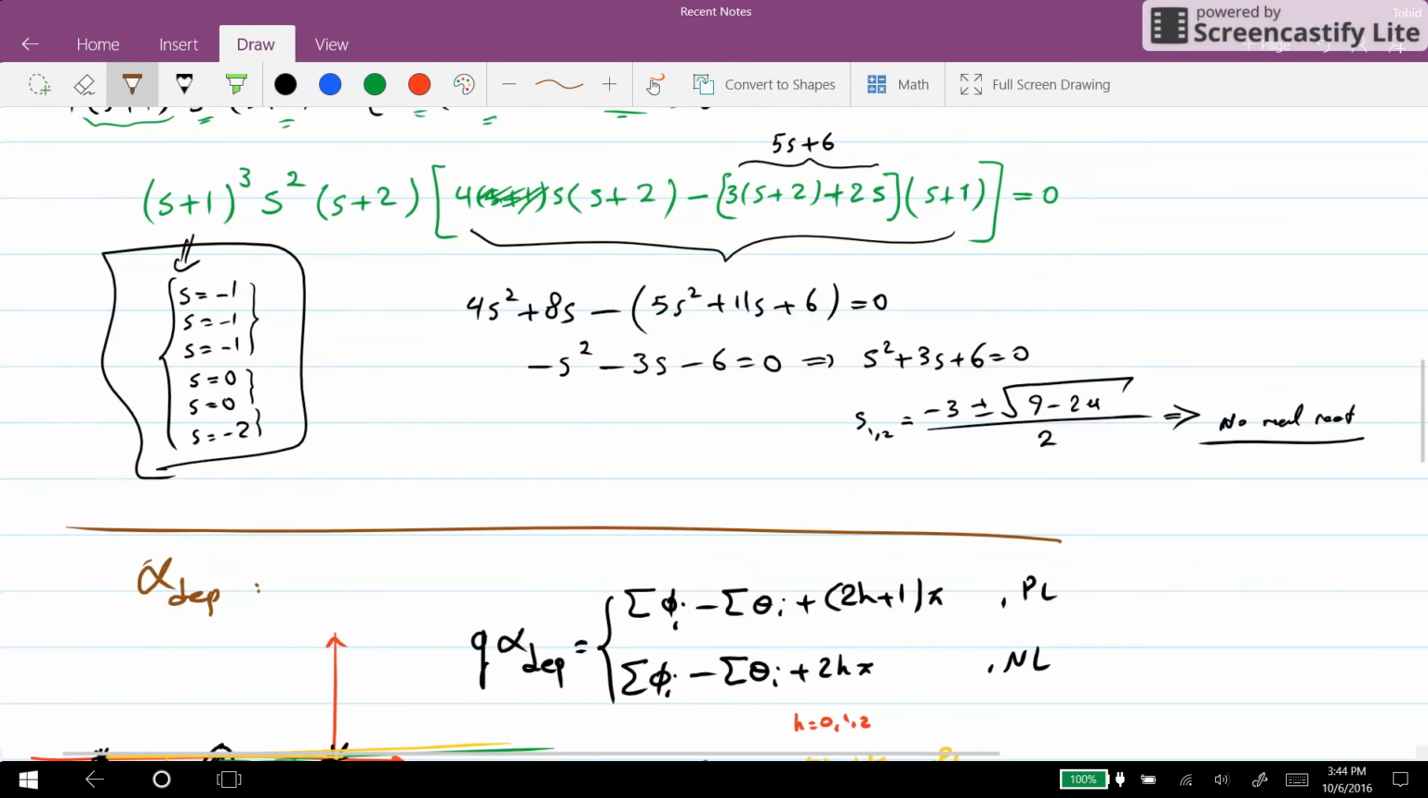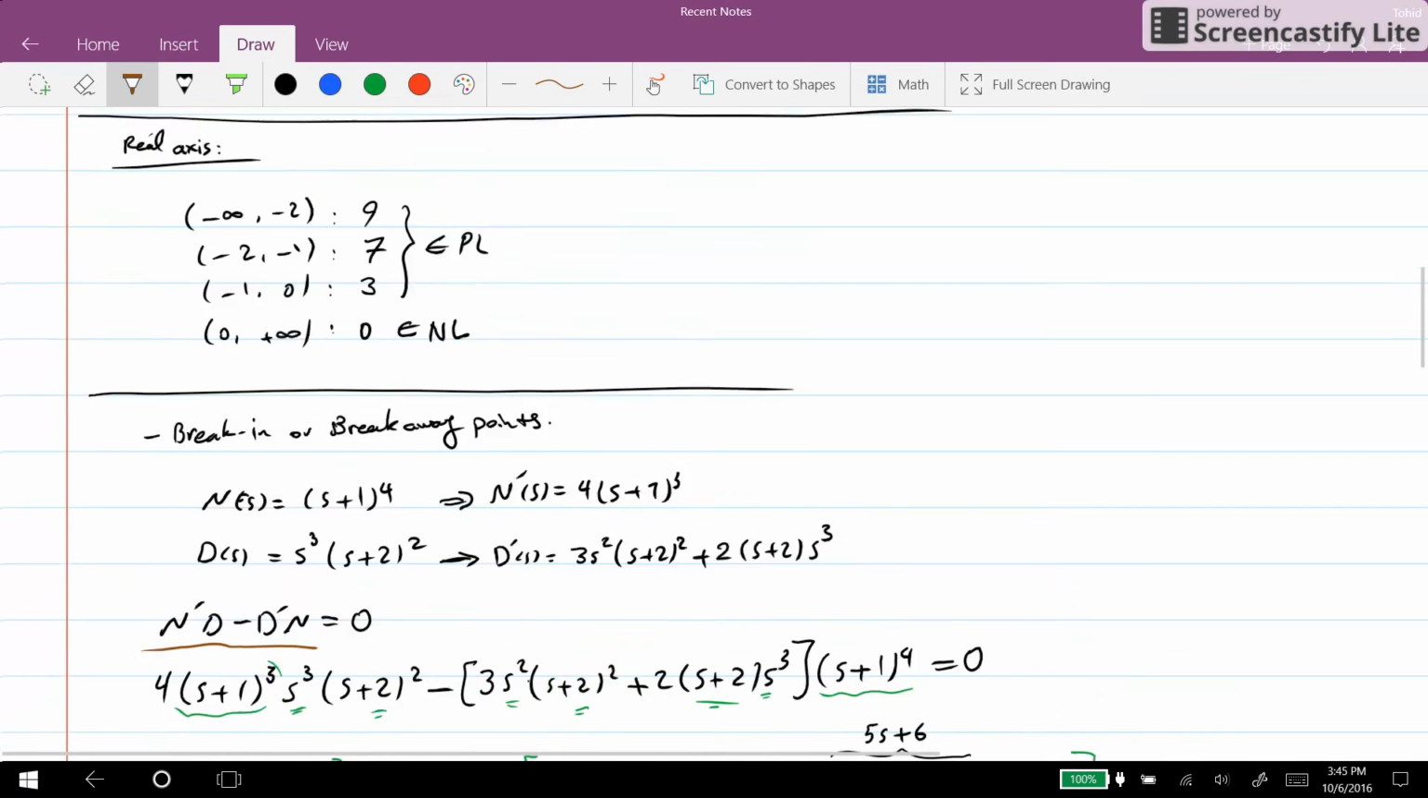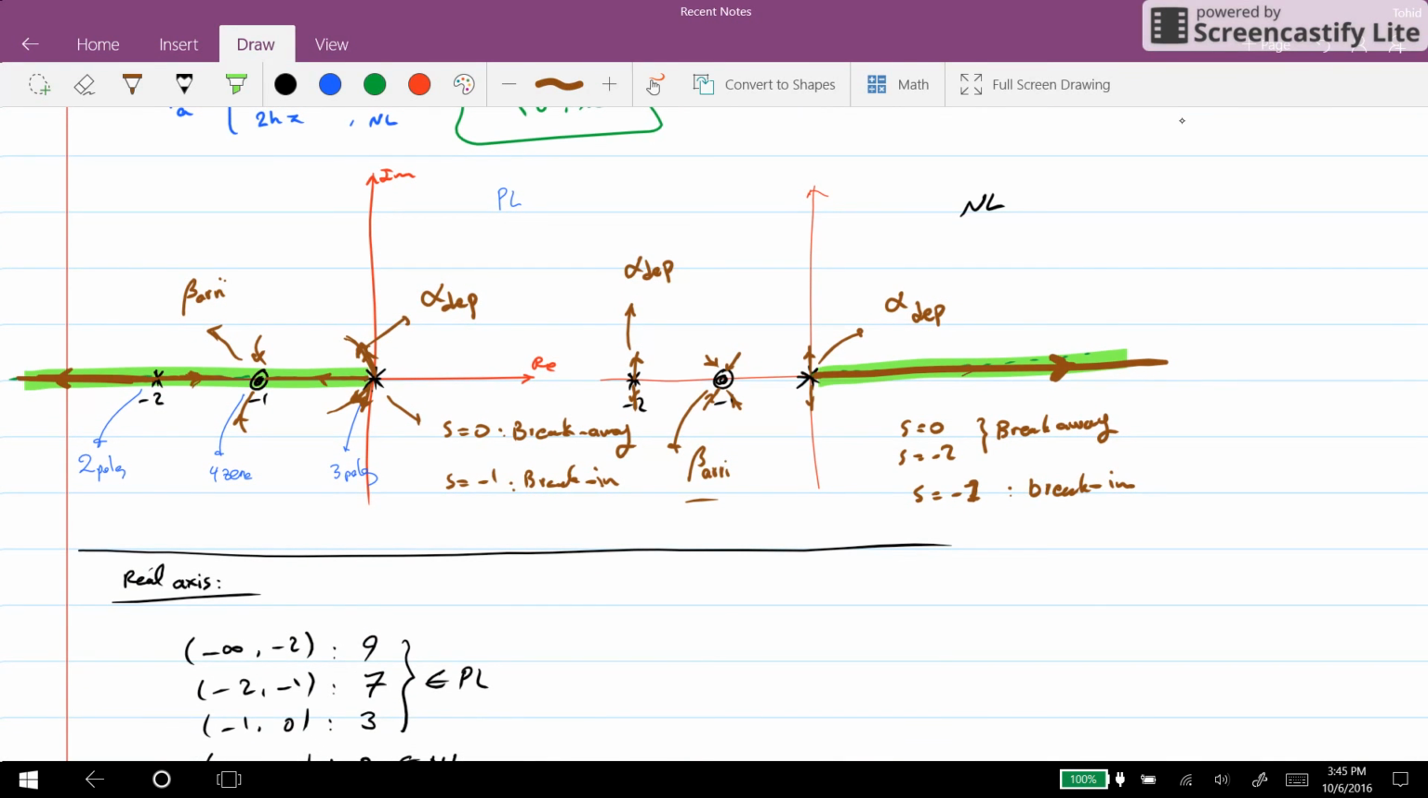Angle of arrival at the zeros for the positive locus, we have 0, pi, pi over 2, and 3 pi over 2. So we have angle of arrival 0 and pi, as we can see here, and for the next two we will have pi over 2 and minus pi over 2. So that's what we have for the positive locus.